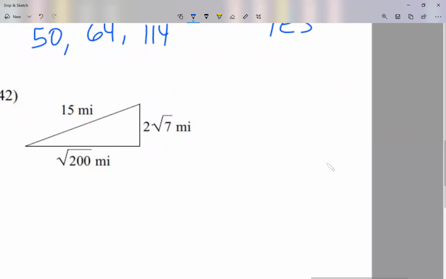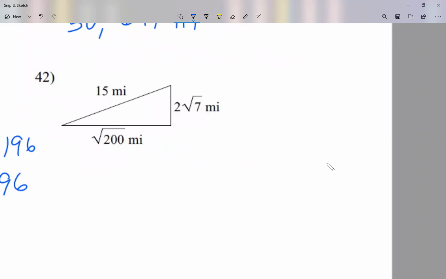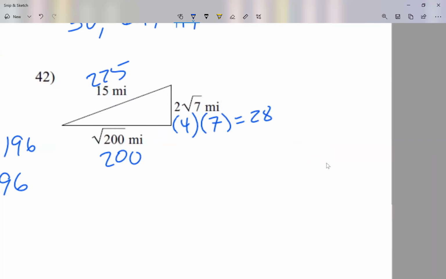Take a look at number 42. Let me square everything. 15 squared is 225. Radical 200 all squared is 200, right? You just get the number on the inside. Now, 2 radical 7. If it was just a 2, 2 squared is 4. If it was just the radical 7, it would just be 7. Now, because it's both, multiply them out, 28.